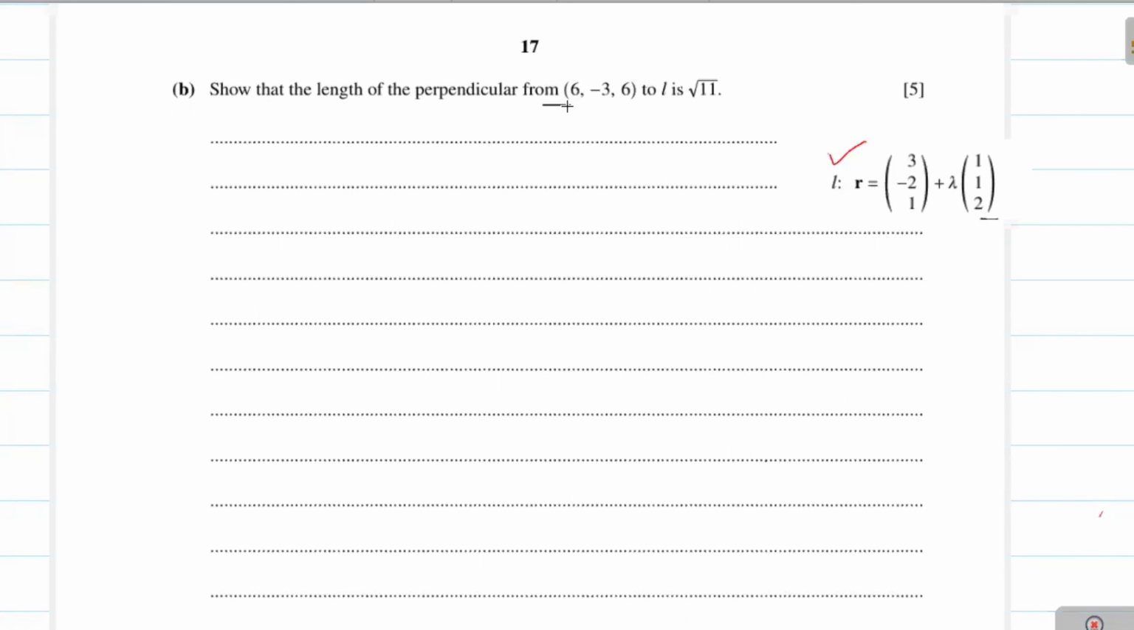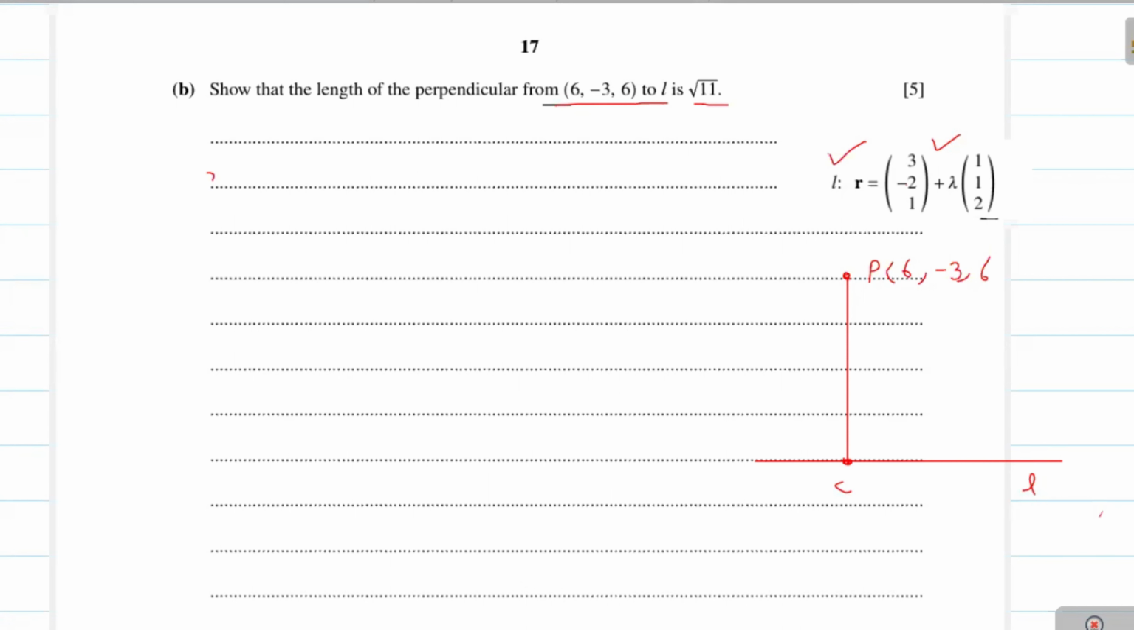Part B, show that the length of perpendicular from point 6, minus 3, 6 to line L is square root of 11. Suppose that this is point P, 6 minus 3, 6, and this is the line L. The perpendicular from point P to line L intersects the line at point C, and the coordinate of this point C we can find if we convert this equation into parametric form. This is the line L.